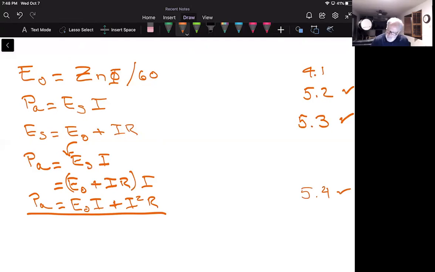But we can break this down a little bit, and there's some parts of it that we can look at. And the first thing he says is that this I squared R term, got all these different colors, I should use them, right?